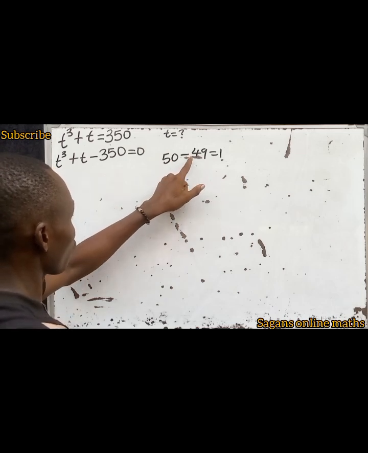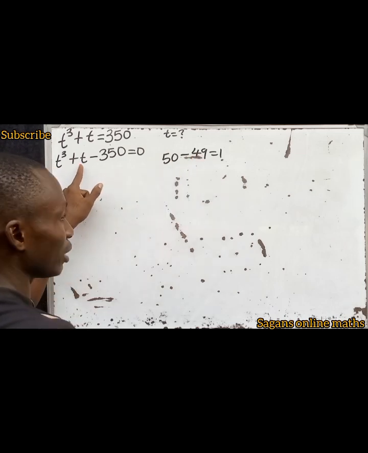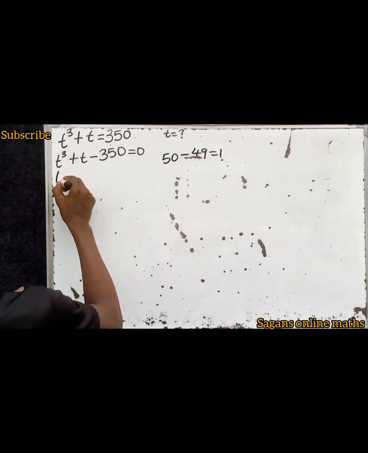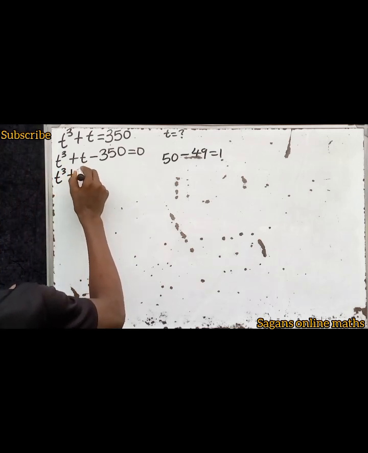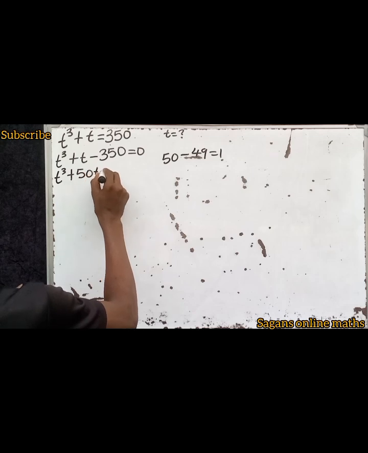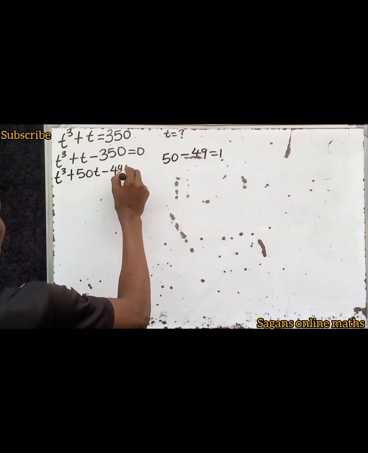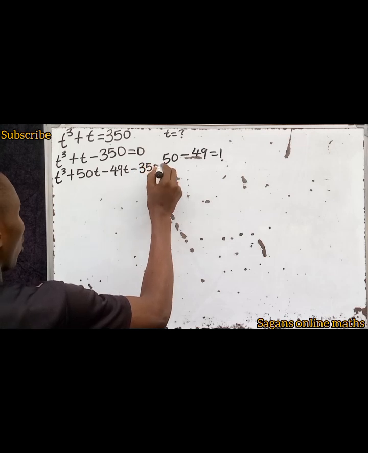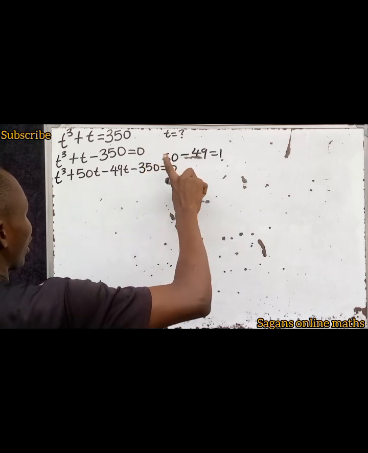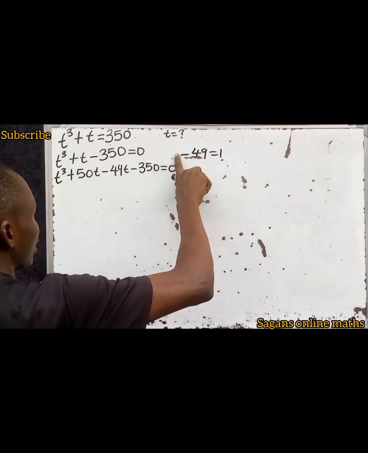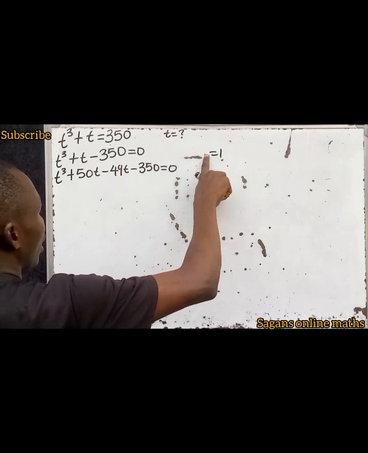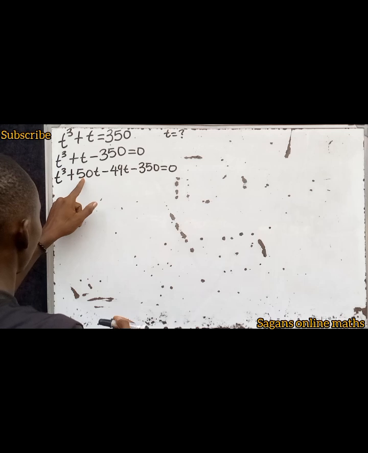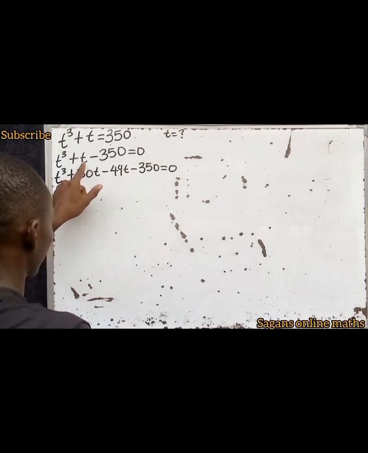Because 50 minus 49 will give us 1, in place of this t we are seeing here. So do you know that we are not wrong? We decide to write this as t to the power of 3 plus 50t minus 49t minus 350, all this equals to 0. We can remove all this from here since we are getting this. This is our target. Now, do you know that what you have written is not wrong in any way? Because we know that 50t minus 49t will give us t.